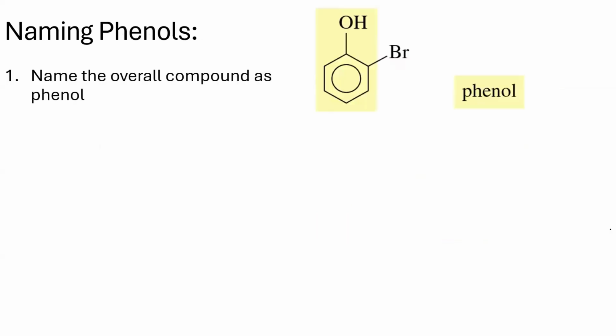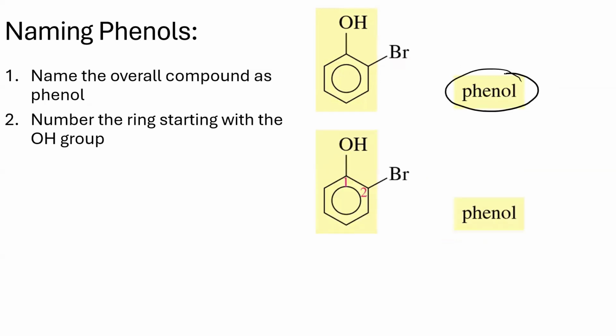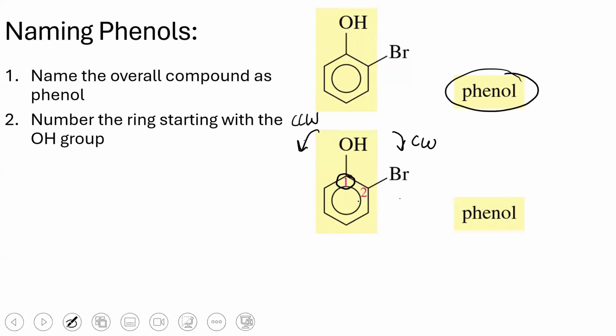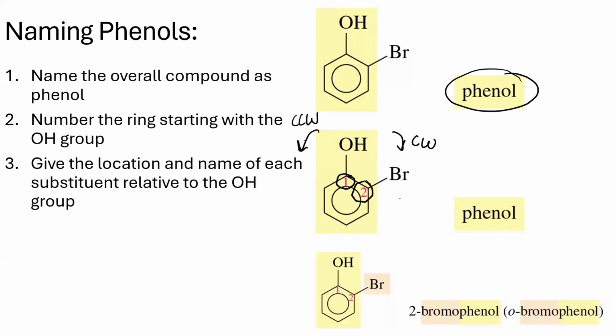When we need to name phenols, we're using just the phenol base as our name. And then we're going to start numbering the ring starting with the OH group. So OH groups always get number 1, and then we would go clockwise or counterclockwise, whichever affords the substituents lower numbers. So in this case, going clockwise would afford bromine a number 2, which is the lowest. So then we would give the location and name of each substituent relative to the OH group. So in this case, bromine is at position 2, so it's 2-bromophenol. Now you could also call it o-bromophenol or ortho-bromophenol.